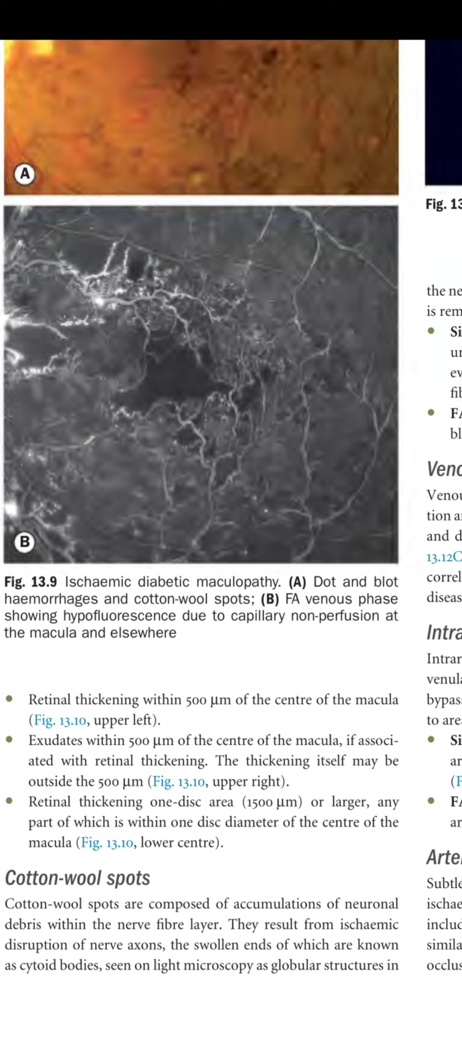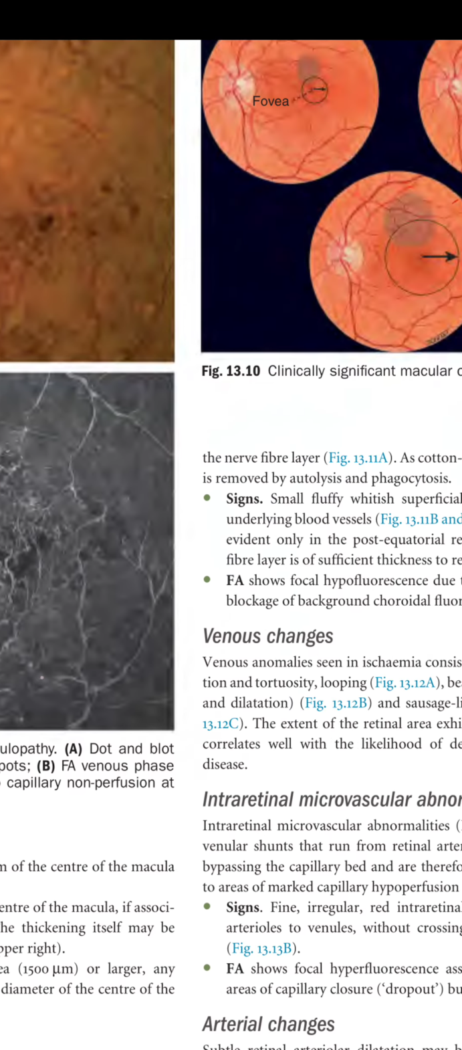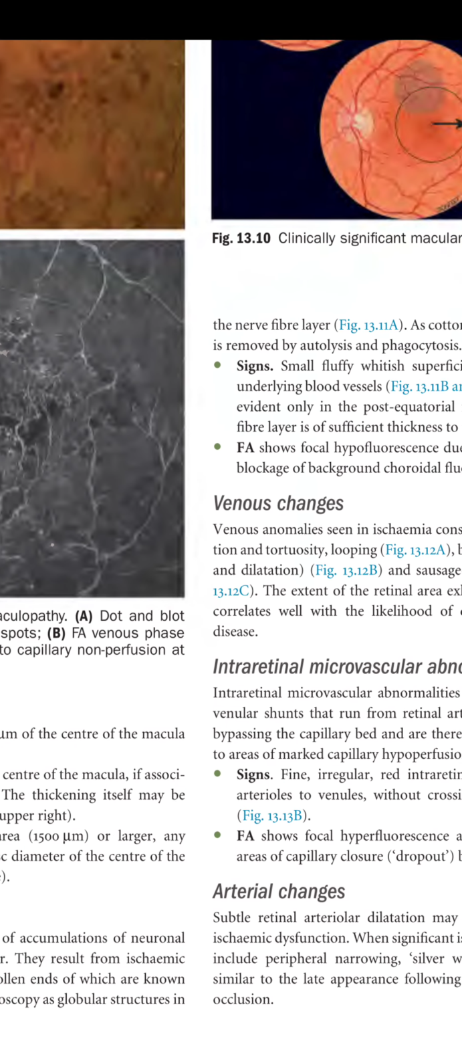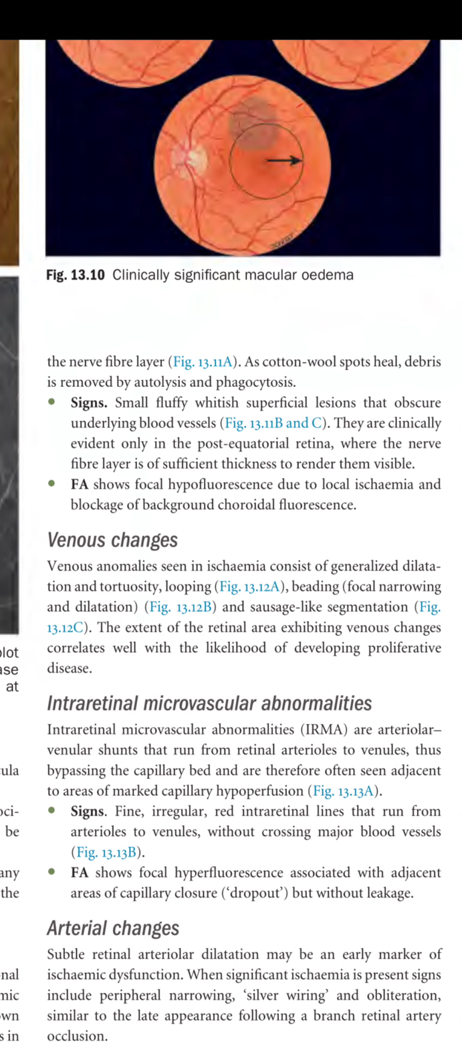So cotton wool spots are basically when there are ischemic changes, and it is basically the accumulation of neuronal debris within the nerve fiber layer. They result from the ischemic disruption of the nerve axon, the swollen ends of which are known as cystoid bodies, seen on light microscopy as globular structures in the nerve fiber layer. As a cotton wool spot heals, debris is removed by autolysis and phagocytosis.